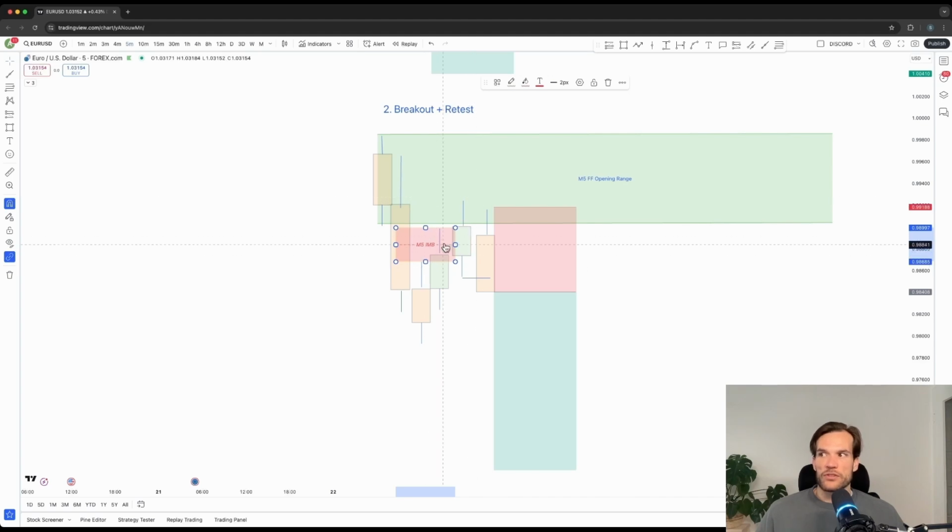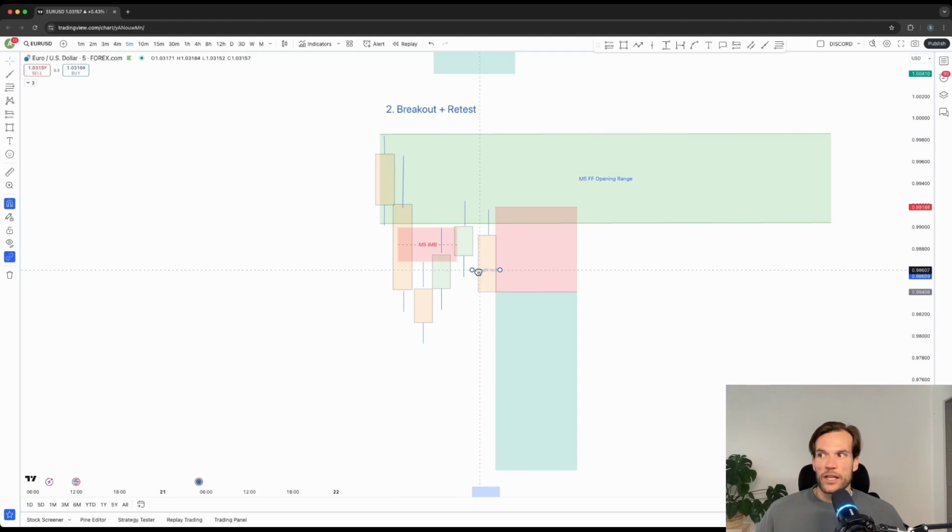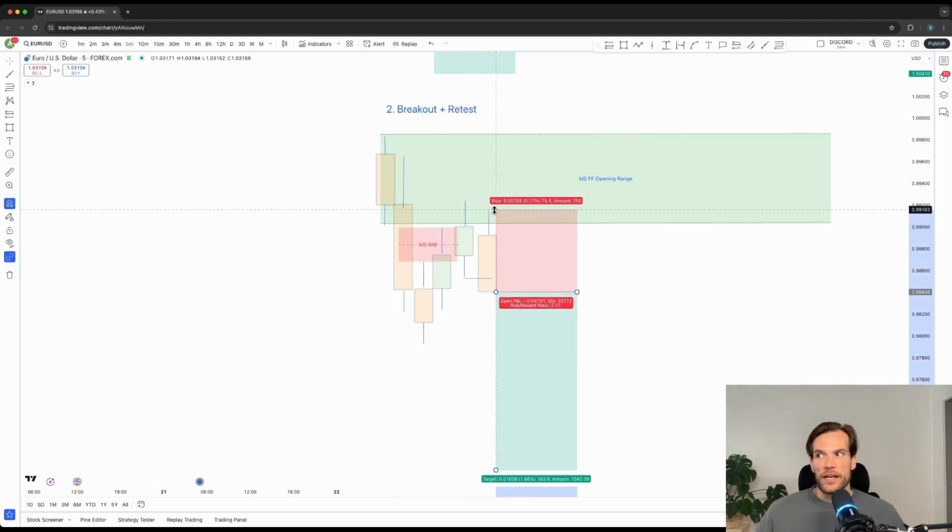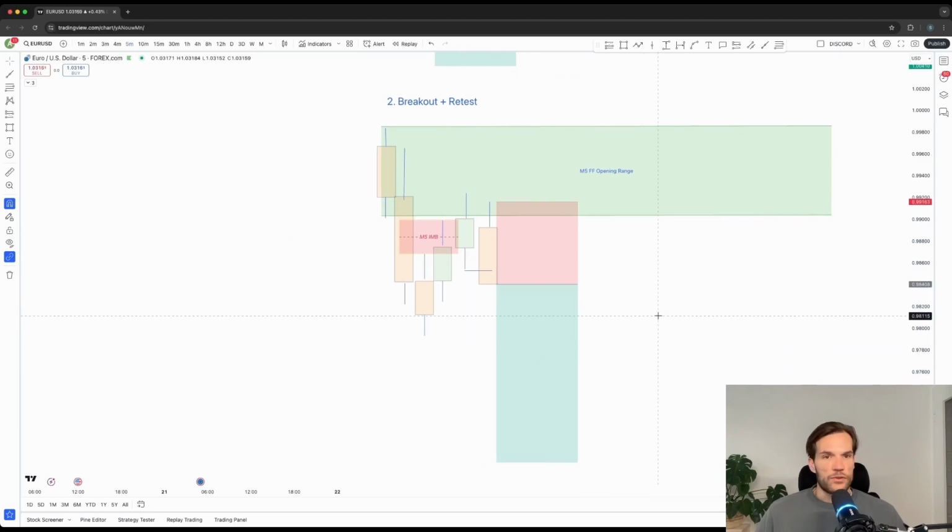with a wick, but it's not the end of the world if we do close back inside, but these are your strongest setups. And then we're getting a new bearish candle to close below the last bullish candle with a body, and then we have our close outside of the opening range, and then we have our entry signal, and we go short there as well.